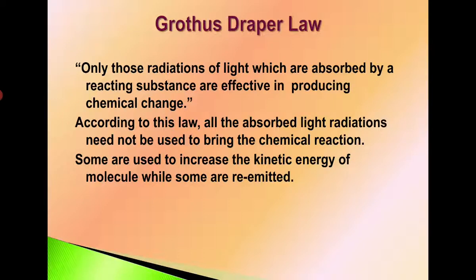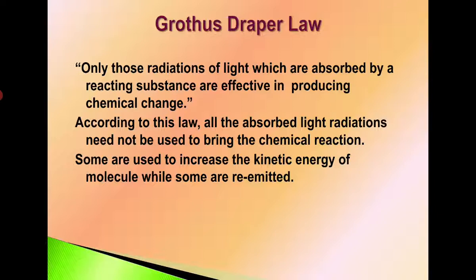Next, the Grotthuss-Draper law. What is the Grotthuss-Draper law? When light falls on any body, part of it is reflected, part may be transmitted, and some part may be absorbed. That is, when light falls on any molecule or substance, some part is reflected, some is transmitted, and some part is absorbed. The important point is that the light should be absorbed in order to bring about a chemical reaction. Based on this, we have two laws: the Grotthuss-Draper law and the Stark-Einstein law.